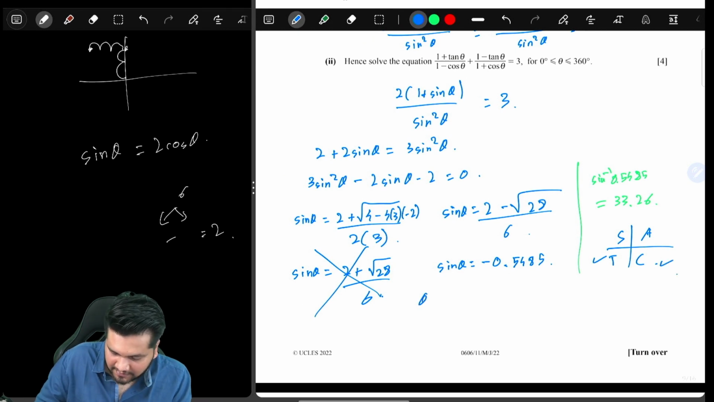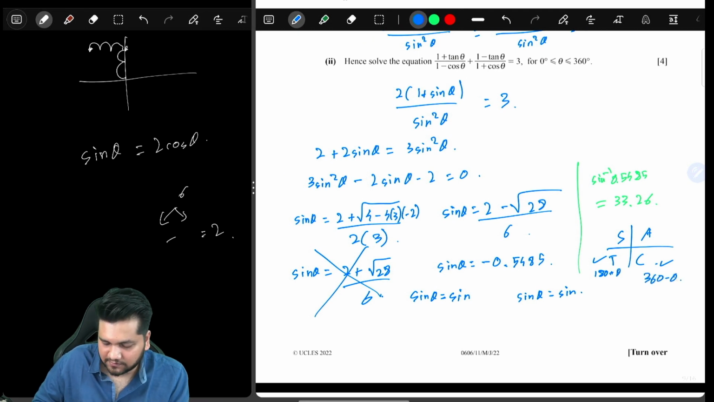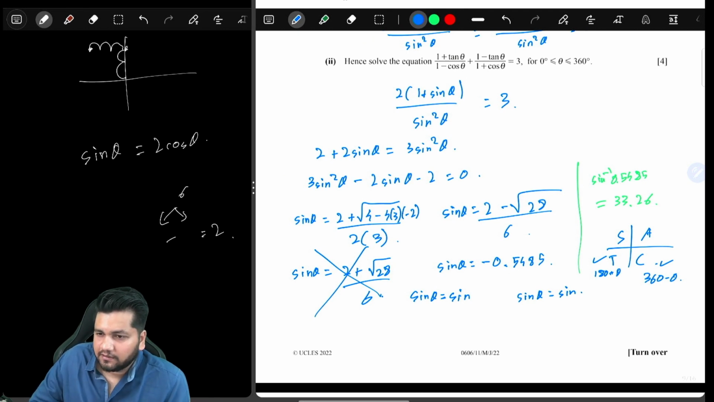we'll consider theta, obviously you'll have to write it properly, that sine theta is equal to sine of something. So here, as you can see, it is in the third and fourth quadrant. So we'll consider 180 plus theta and 180 minus theta. Sorry, 360 minus theta.